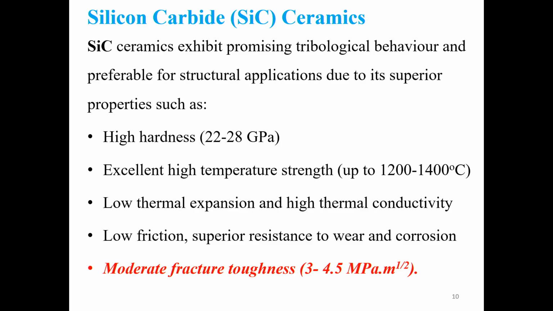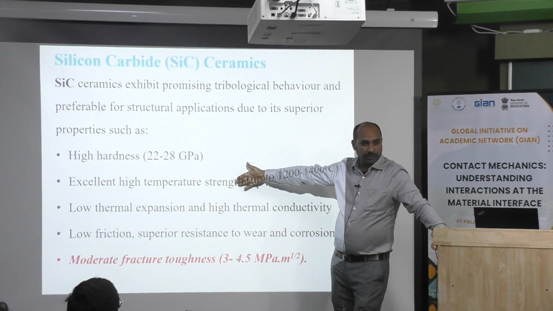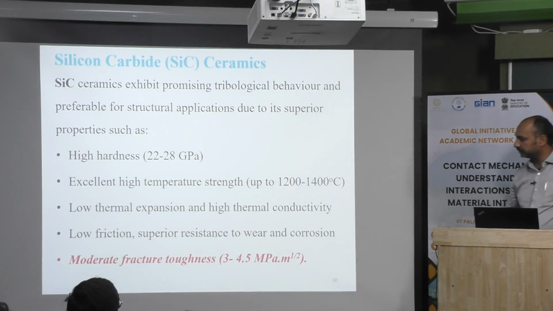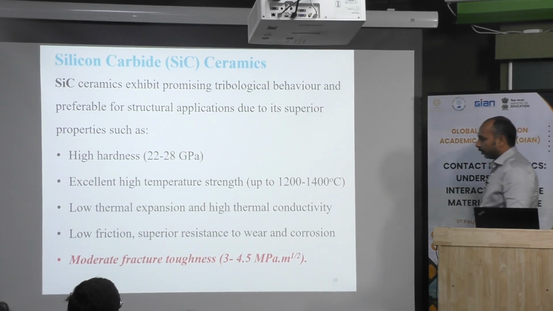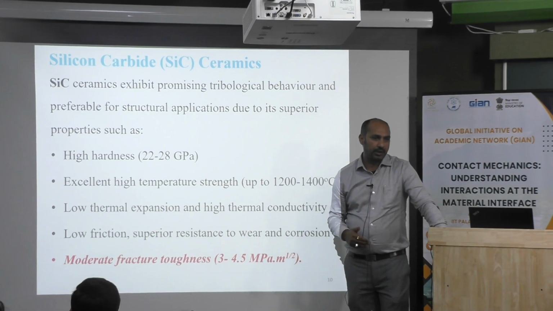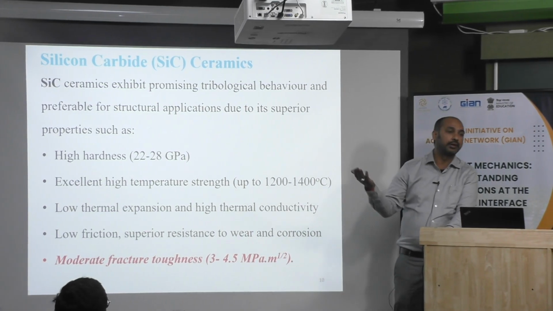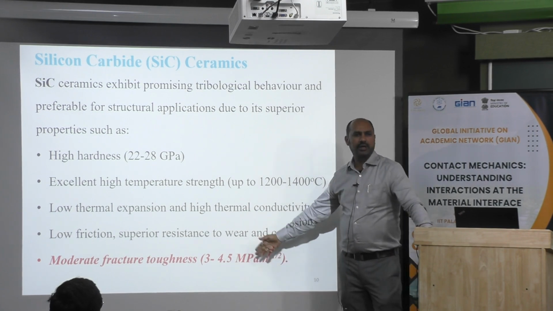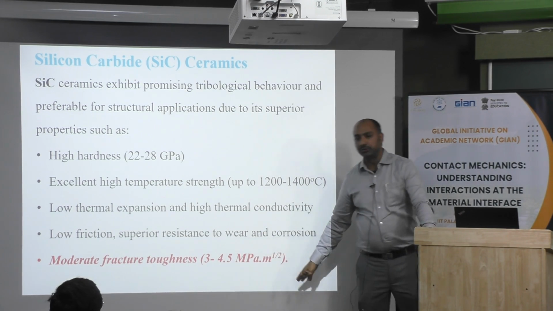Because they have very high hardness, as I told, excellent high thermal stability, strength stability, and low thermal expansion, but they have moderate fracture toughness. If you compare with metal, fracture toughness is around 100, and ceramics usually have less than 10. So silicon carbide has a fracture toughness of 3 to 4.5.